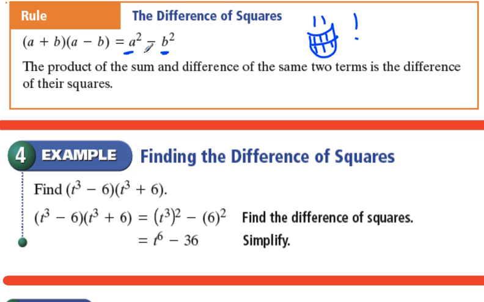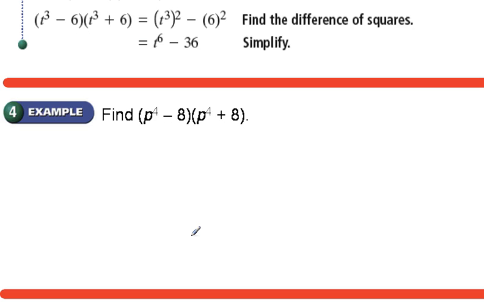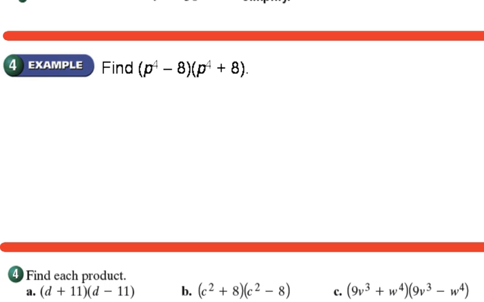So looking down here, t cubed minus 6, t cubed plus 6. Same terms, different signs. So it's t cubed squared and 6 squared. T to the 6th minus 36. You're done. So p to the 4th minus 8 times p to the 4th plus 8.